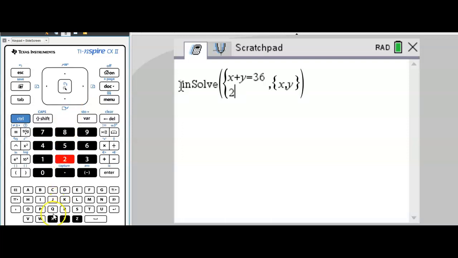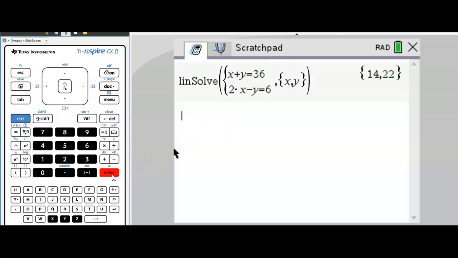2x minus y equals 6. I've typed in the 2 equations that I have. My variables, x and y, that's what I'm solving for, x and y. These variables should always match the variables that are in your equations. At this point, you just press enter, and it's going to give you the answer. You'll notice it says 14, 22.